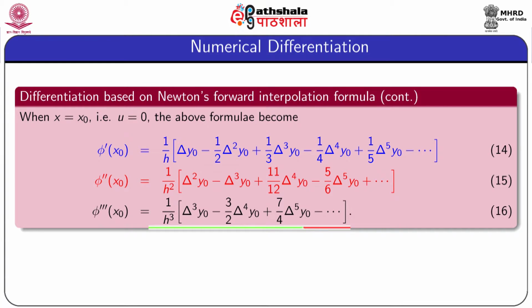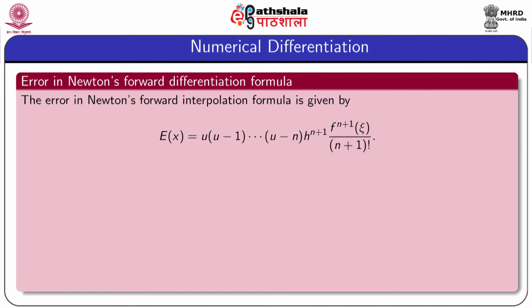That means equations 14, 15 and 16 are used to find the first derivative, second derivative and third derivative of phi at the initial point x equal to x0. And the previous definitions are used to find the derivative of phi at any arbitrary point x.